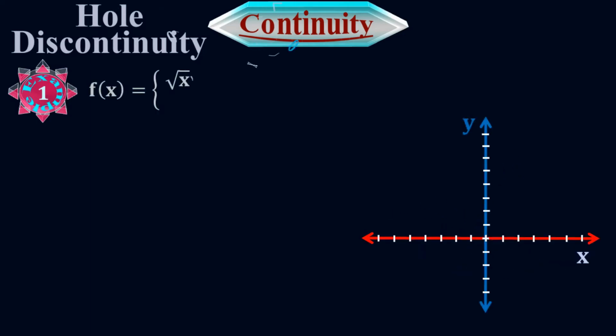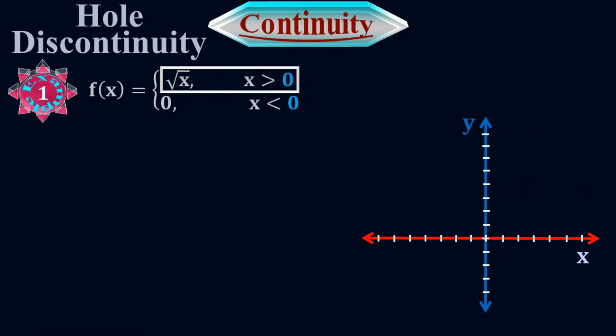If I have a function f of x, it is a piecewise function with two pieces: the square root of x, and 0. For the square root of x, x must be greater than 0. For the second piece, 0, x must be less than 0. Let me draw their graph in the xy plane.